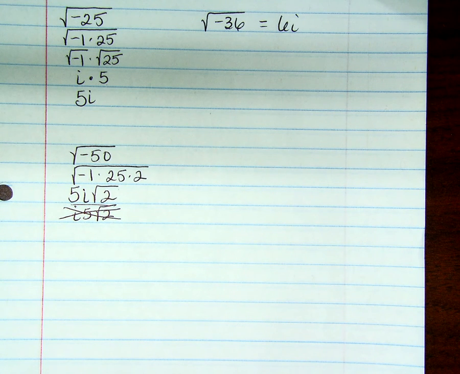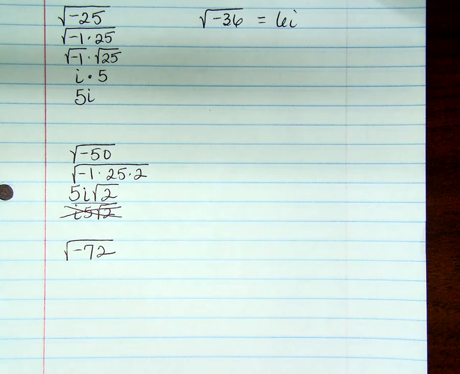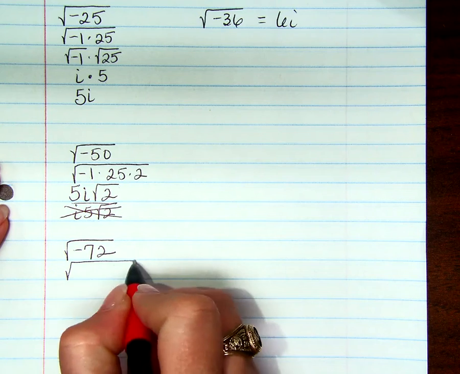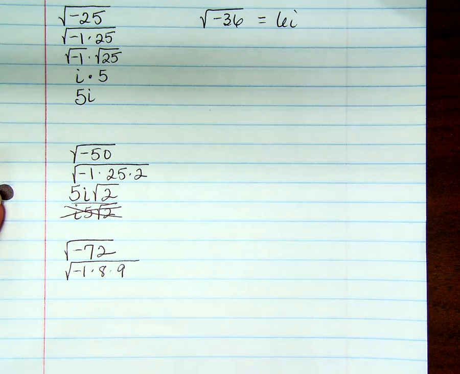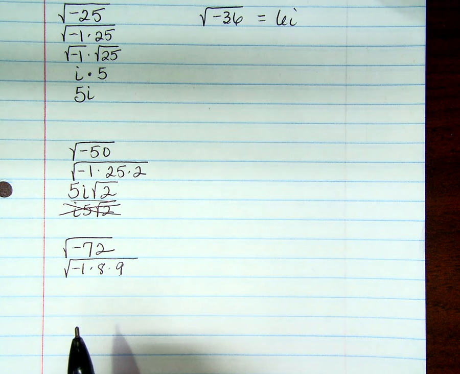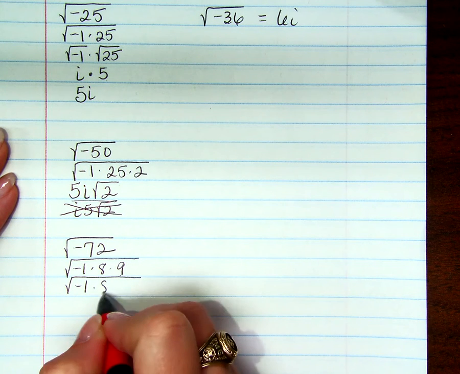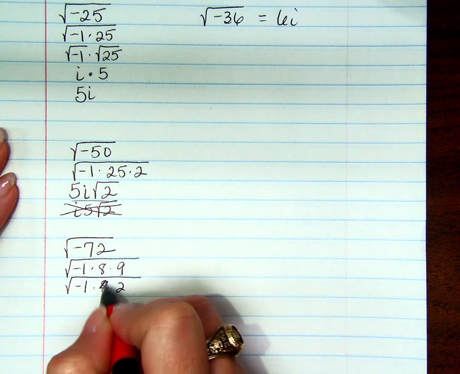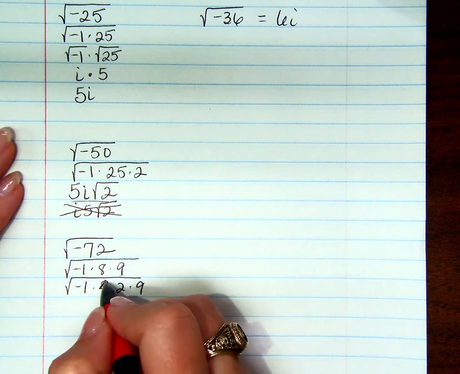Okay? What about the square root of negative 72? How do we want to break it down? 8 and 9. Are you sure? Yes, because 9 is a perfect square. Okay, so if we know that... And 8 is a... You can take 4 and 2. So do we want 8? Let's instead do negative 1 times 4 times 2 times 9. Isn't that what you said? Yes. Okay.